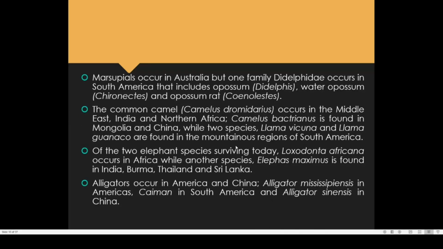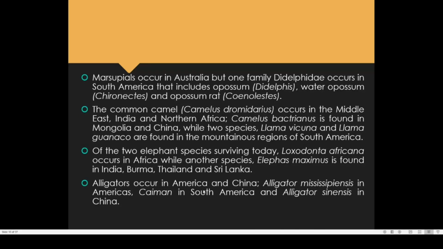Now, in the case of elephant also, we have only two surviving species. One is Loxodonta africana, present in Africa. Then we have Elephas maximus, present in many parts of Asia, like India, Burma, Thailand, and also Sri Lanka. But even in this population, there are differences. For example, in the Sri Lankan elephant, both male and female do not have any tusk. That is not the case in the Indian elephant, where the male has tusks and the female does not. So each population is evolving in a separate manner because of the splitting of the population.